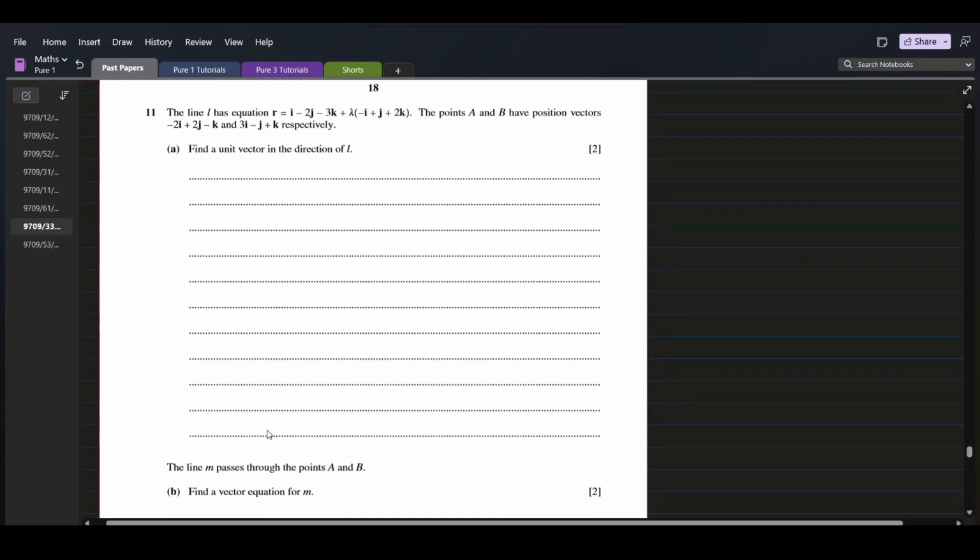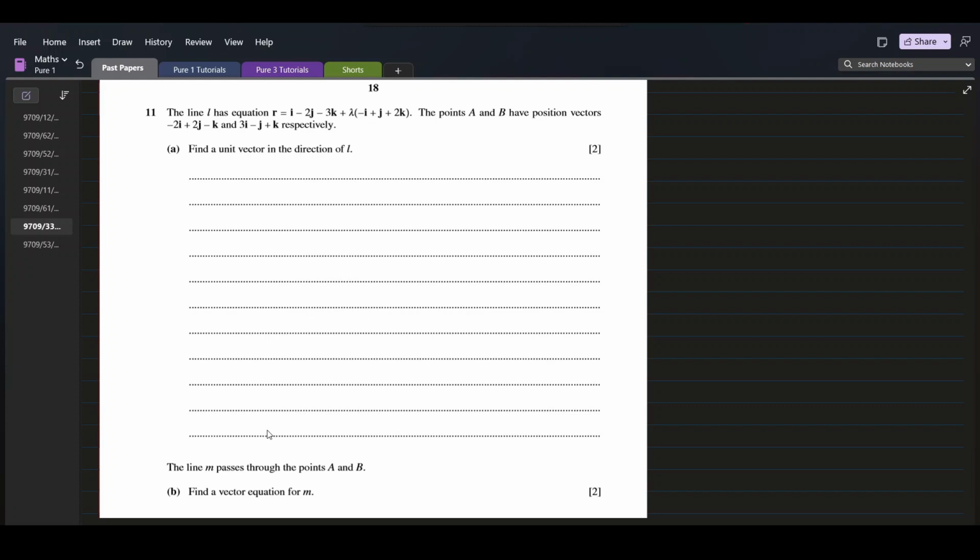Let's move on to number 11. The line L has equation r is equal to i minus 2j minus 3k plus lambda times negative i plus j plus 2k. The points A and B have position vectors negative 2i plus 2j minus k and 3i minus j plus k respectively. Part A.